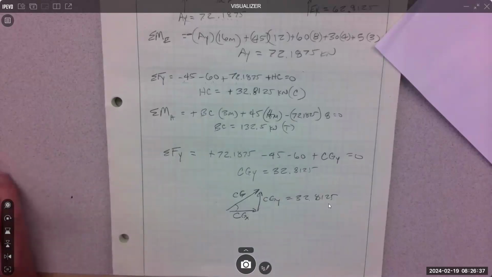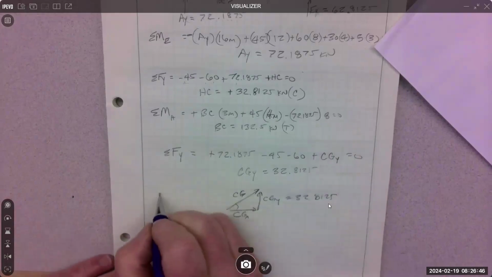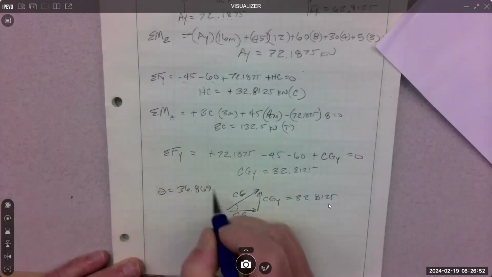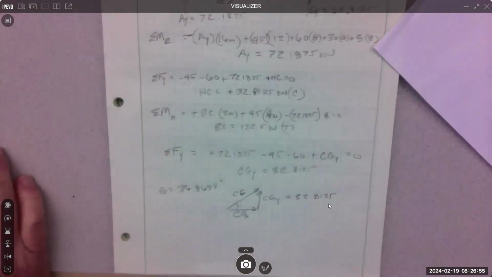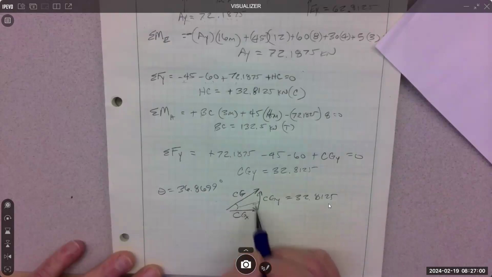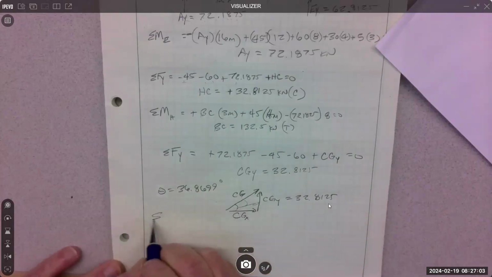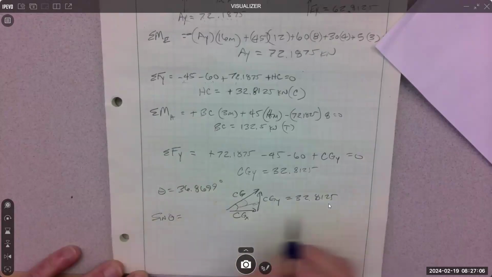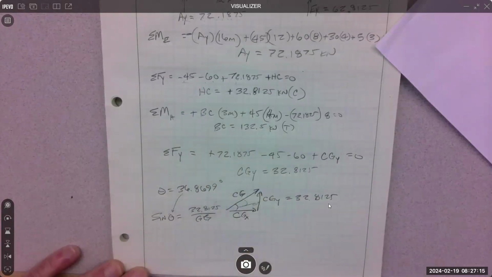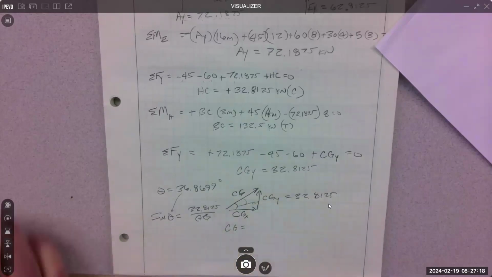Oh, calculator went off. 36.869. So theta equals 36.869. Wow. So then to get CG, opposite over the hypotenuse, sine theta equals 32.8125 over CG, and that's where CG equals.